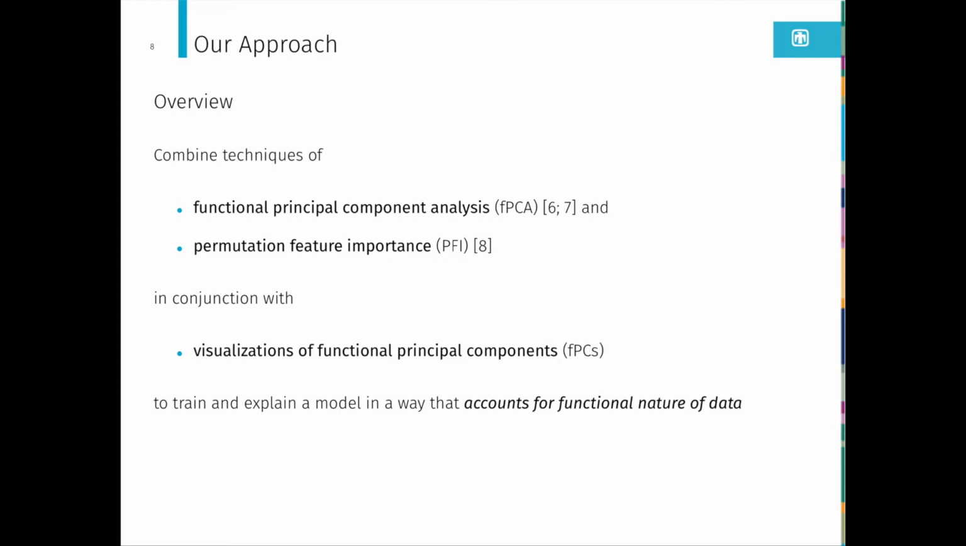Now, let me describe our approach to alleviate these issues. Our approach combines the techniques of functional principal component analysis, or fPCA, and permutation feature importance, or PFI, along with visualizations of the functional principal components, or fPCs, to train and explain the model in a way that accounts for the functional nature of the data. As I mentioned earlier, this approach could work with any machine learning model, but we have only focused on neural networks for the time being.